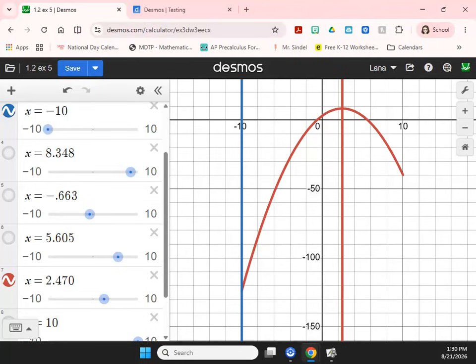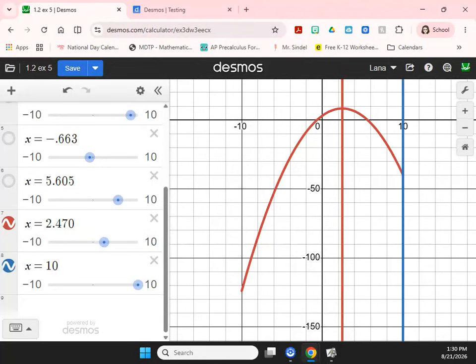Okay, so between blue and red, is it increasing the whole time? Yes, but what does C say? Negative. So is that my answer? No. Do we automatically circle D? No, we got to check it. So on D, I'm going from 2.47 to 10. This time it's decreasing over the entire interval. That means the rate of change is negative. That is what D says. That is my answer. Okay.